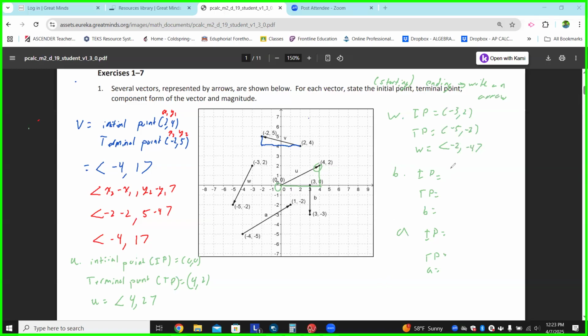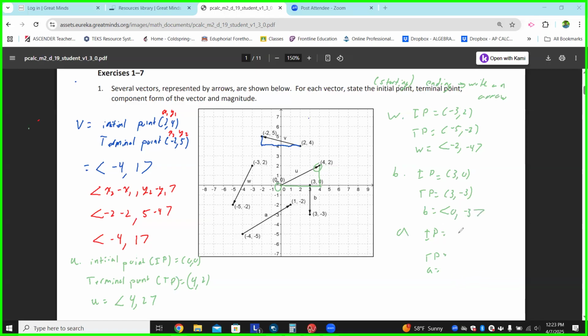All righty. What's the initial point for B? 3, 0. Good. What's the terminal point for B? So the vector in component form would be, good. 3 minus 3 is 0. -3 minus 0 is -3.